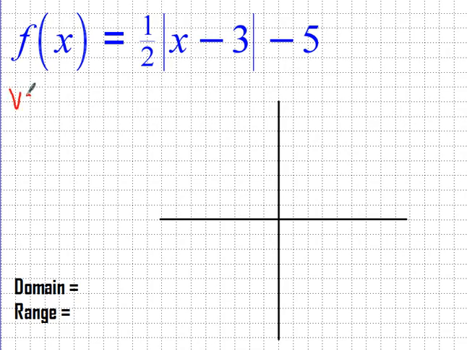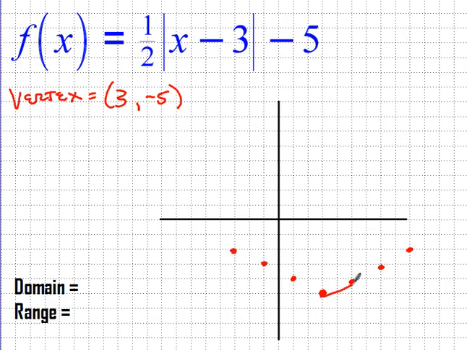Okay, so I just got to figure out what my vertex is to start. My vertex, my x value is going to be the opposite of what's inside of here. So because it's -3, it's going to be +3, and then my y value is on the outside, -5. So there's my vertex, 1, 2, 3, 1, 2, 3, 4, 5. So I shifted it down 5 and over to the right 3. Now I get to use my slope of 1/2, up 1 over 2, up 1 over 2, up 1 over 2, up 1 over 2, the opposite direction.